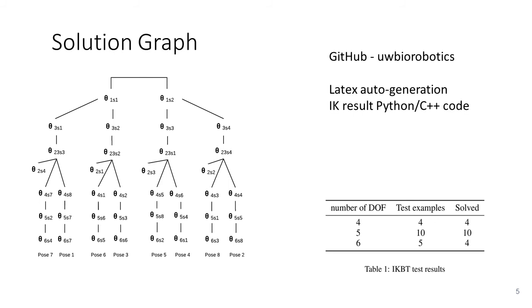IKBT was tested on multiple robots, and it solves most of them regardless of their configurations or degree of freedom. These test robots include commercial robots such as Puma 560 and the popular robot UR5. On top of that, IKBT automatically outputs IK solutions in LaTeX, Python, and C++. Code is available at UW Biorobotics GitHub.